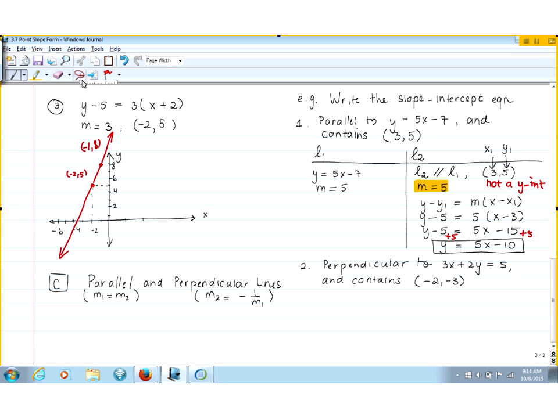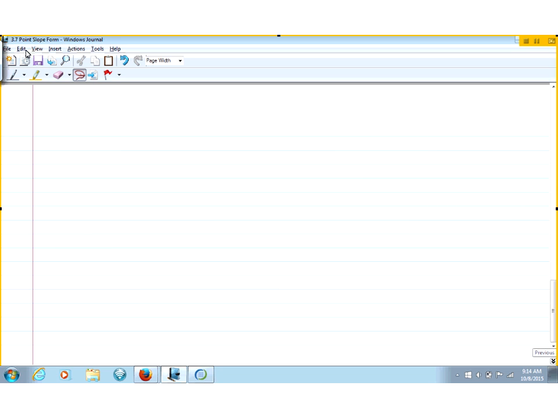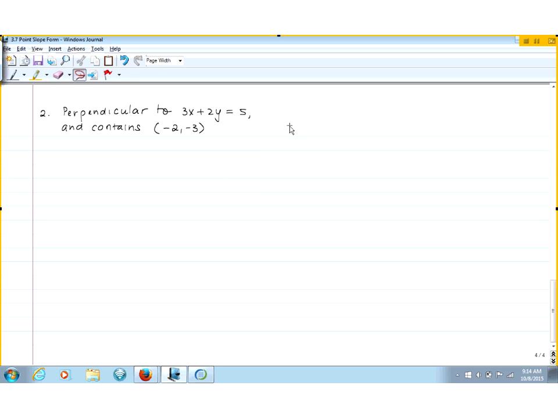Now, number 2. Let's do it on a different page. Can you guys try it first, though? Why don't you try number 2? And this one, you will have fractions. But fractions, we can still do it, right?